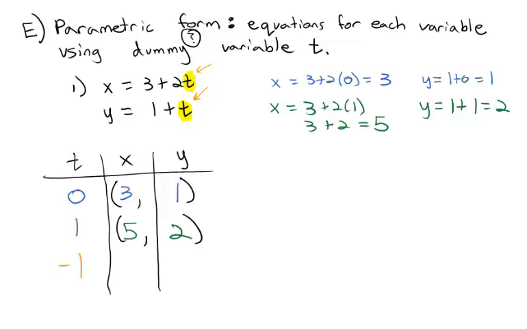Finally, the negative 1, when it gets plugged in, x equals 3 plus 2 times negative 1. That's 3 minus 2, which is a positive 1. And y equals 1 plus negative 1, which is 0. So x is 1, y is 0. And that gives us a third point.